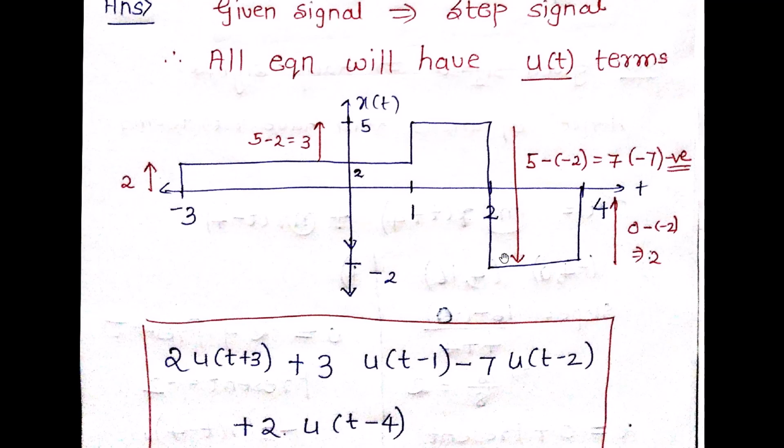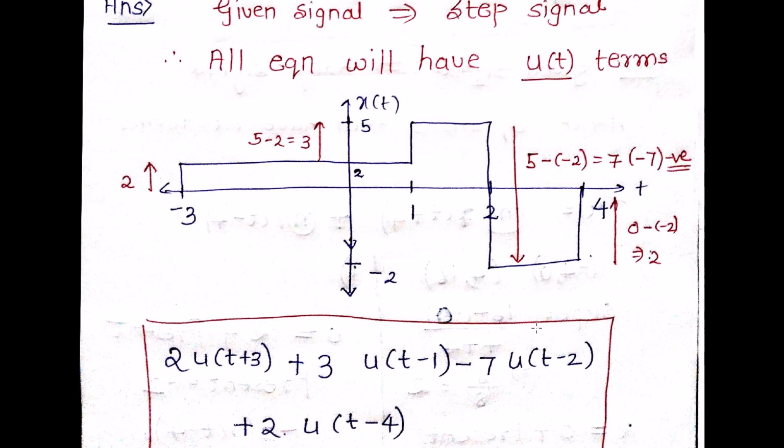At t is equal to minus 2 it goes from 5 to minus 2, that is minus 2 minus 5, which is 7, and it is in the negative direction, that is minus 7. Also at t is equal to plus 4 it is basically from minus 2 to 0, hence it is plus 2. It is in the positive, upward direction. Hence you get this particular equation. So I hope I am clear with this.